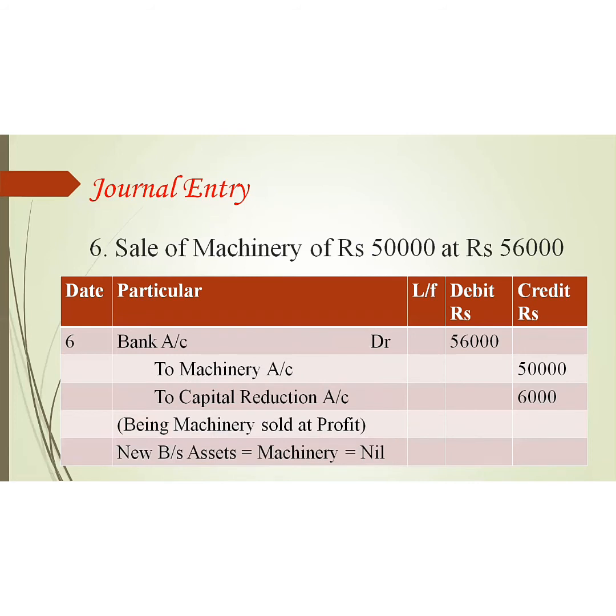Then sale of machinery of rupees 50,000 at rupees 56,000. As you can see, 50,000 rupees is the price of the machine. We are selling it at 56,000. So there is a 6,000 rupee profit, and that is a gain. Debit all the expenses and losses, credit all the incomes and gains. That 6,000 rupees will be credited to capital reduction account. What will be debited is bank account: bank account debit 56,000, to machinery account 50,000, to capital reduction account 6,000. When we go to the new balance sheet, machinery account will be shown as 0.